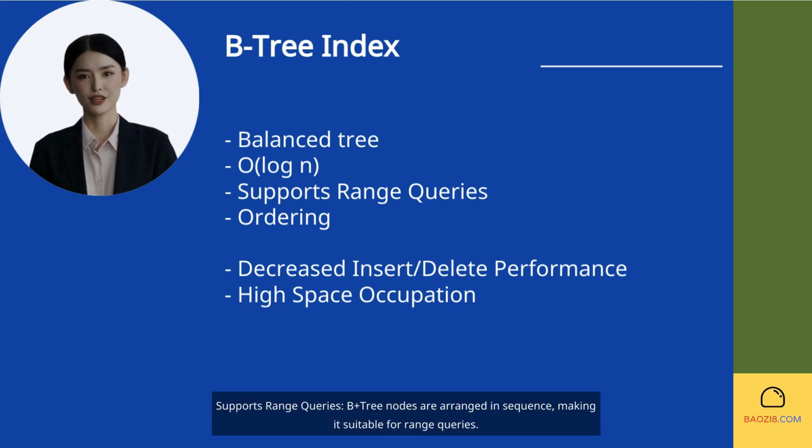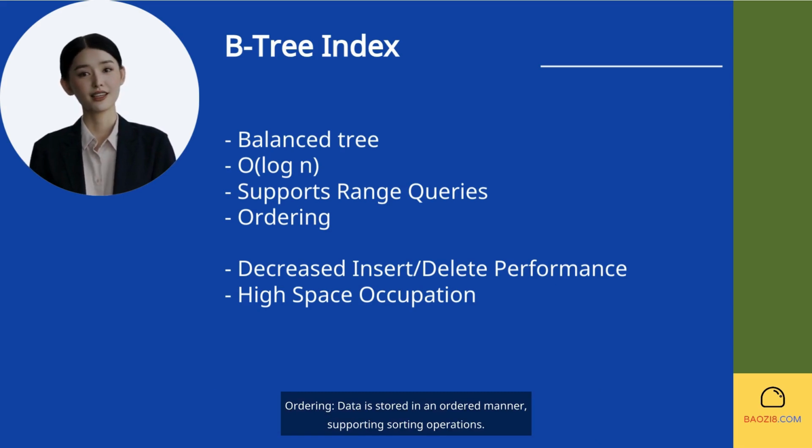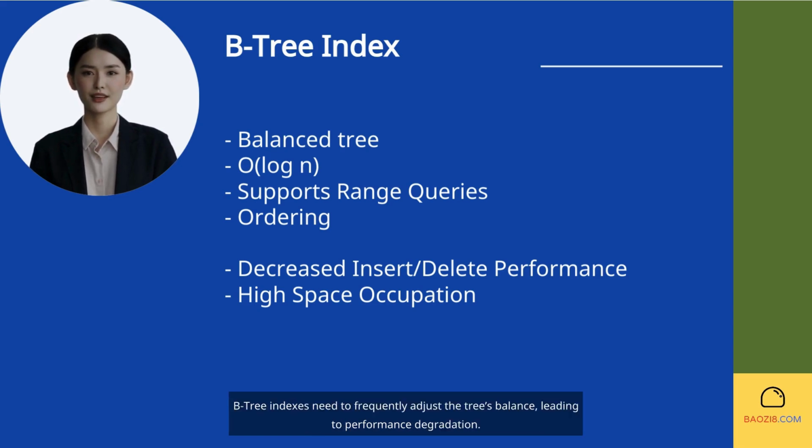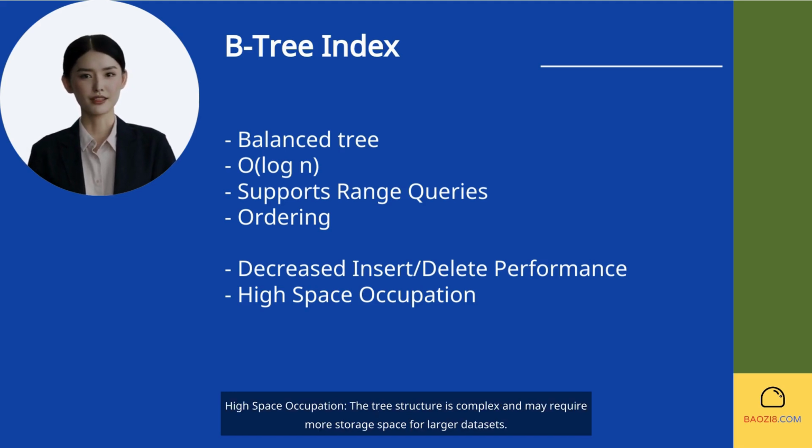Advantages. Supports range queries. B plus tree nodes are arranged in sequence, making it suitable for range queries. Ordering. Data is stored in an ordered manner, supporting sorting operations. Widely used, almost all mainstream databases support B tree indexes. Disadvantages. Decreased insert/delete performance. When data changes frequently, B tree indexes need to frequently adjust the tree's balance, leading to performance degradation. High space occupation. The tree structure is complex and may require more storage space for larger datasets.